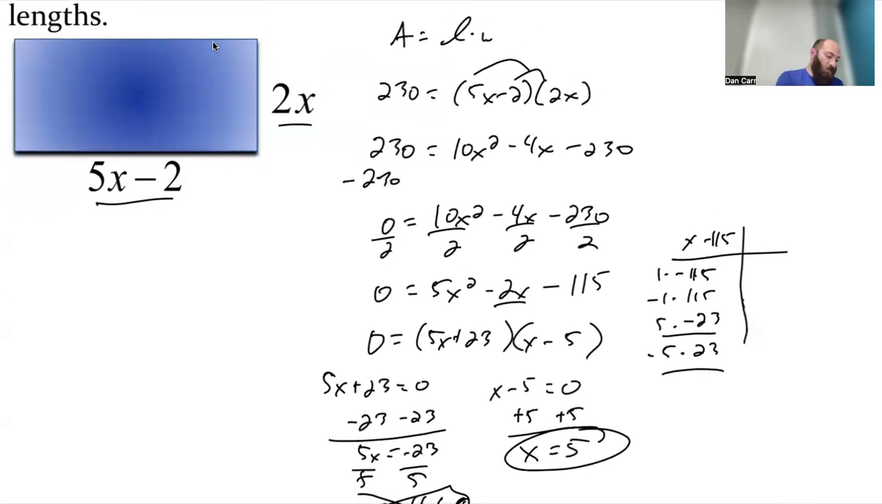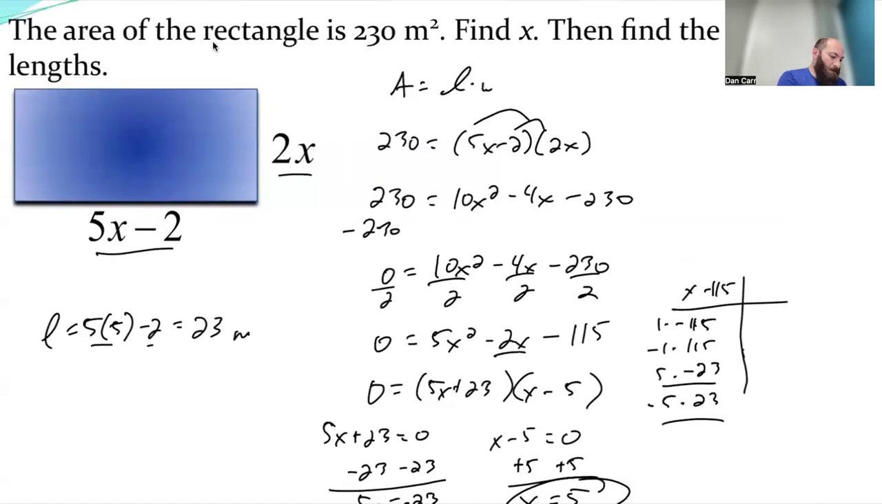If it wants the length and width, then length is equal to 5 times 5 minus 2, which is going to be 25 minus 2, giving me 23 meters. And the width then would be 2 times 5, giving me 10 meters.